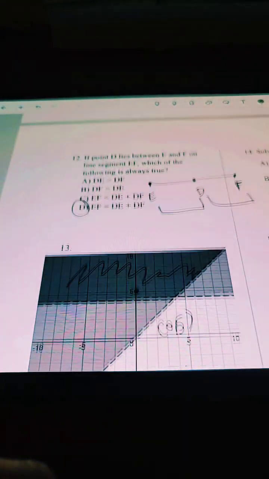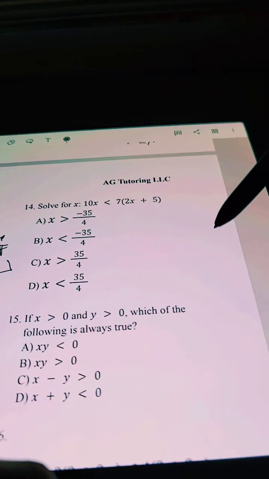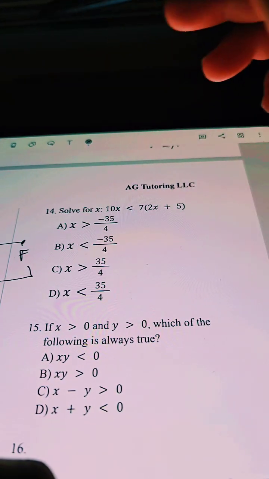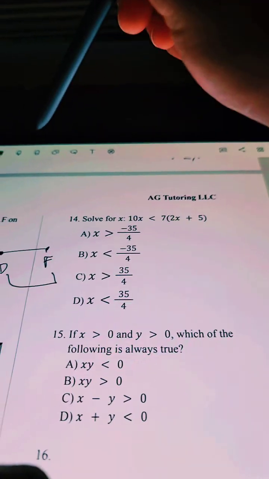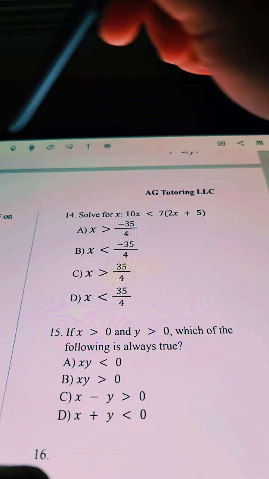Okay, so that was 13. So now let's go to number 14 right here. Thank you guys for sharing the live. So let's, oh, I don't like that this is carrying over. Hold on, I'm a little OCD. Okay.